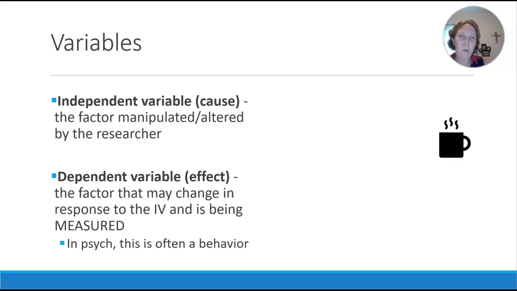The dependent variable is always the thing being measured, and we are going to always come up with a way to put a number on it. More on that in a second. In psych, this is often a behavior.